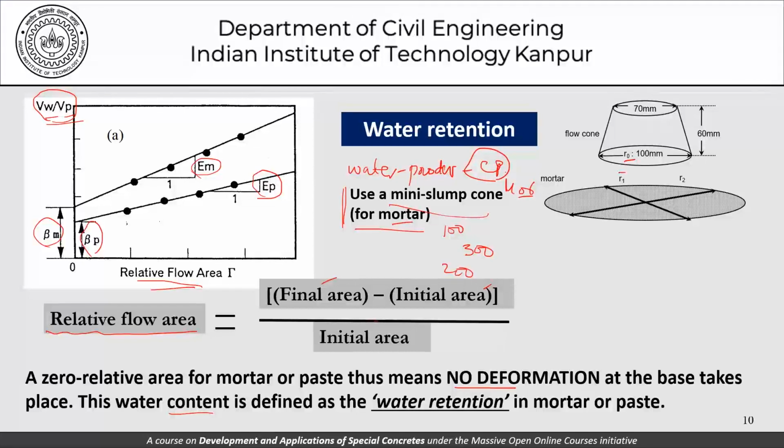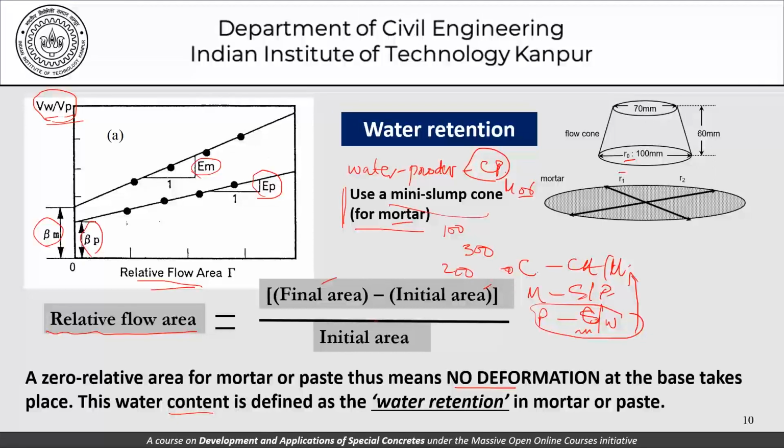Now we have insisted that concrete can be looked upon as a suspension of coarse aggregate in mortar, and mortar can be looked upon as a suspension of sand in paste, and paste itself can be looked upon as a suspension of cement and similar particles in water. So going backwards from here, we try to understand the properties of concrete.